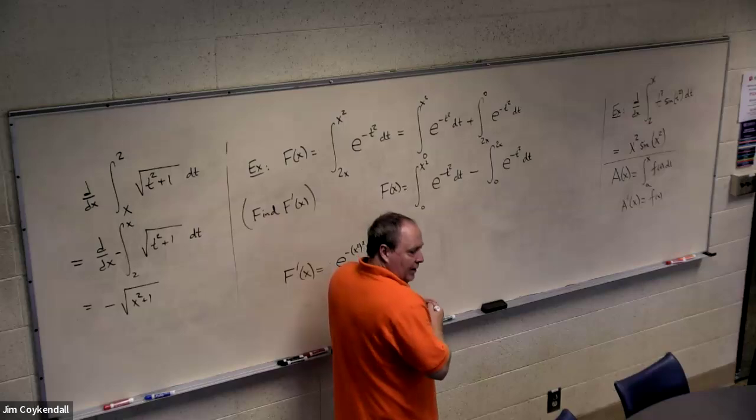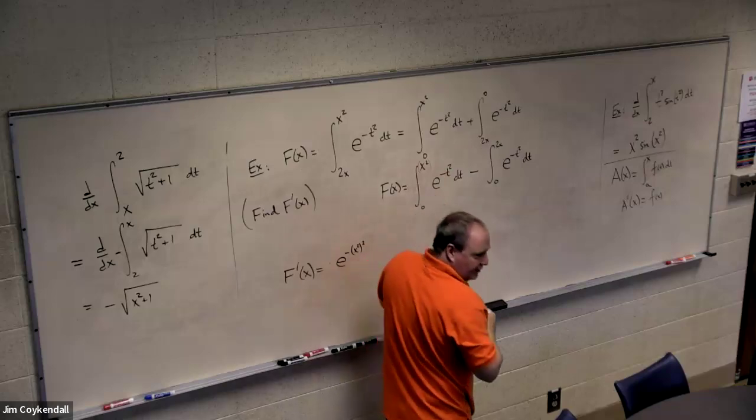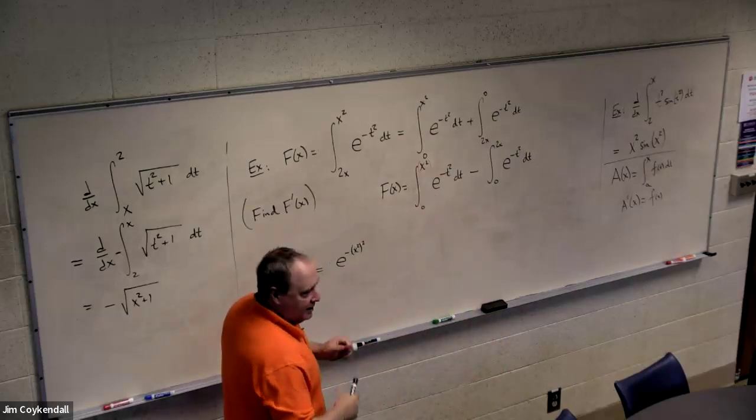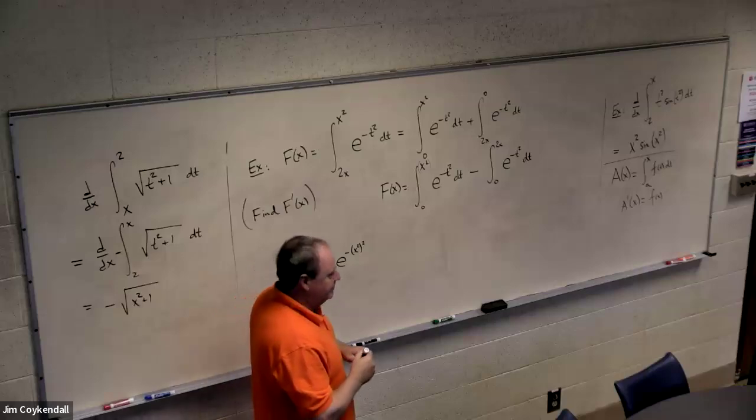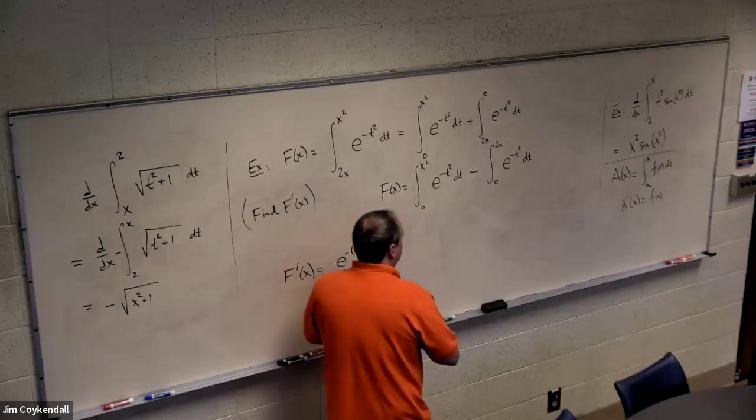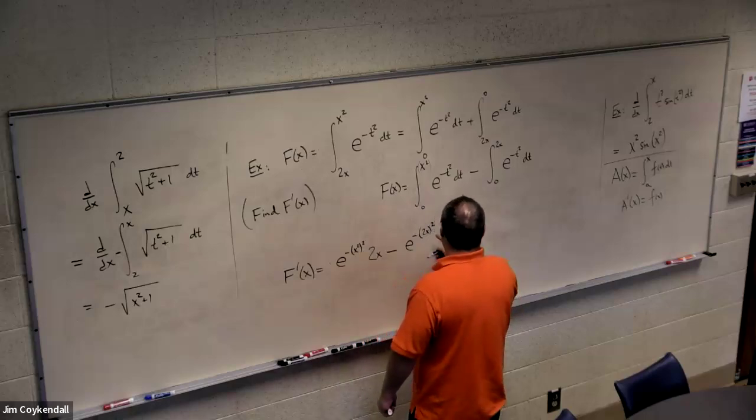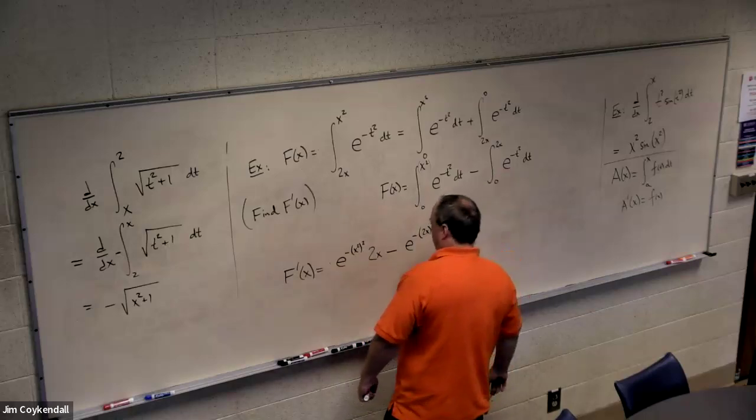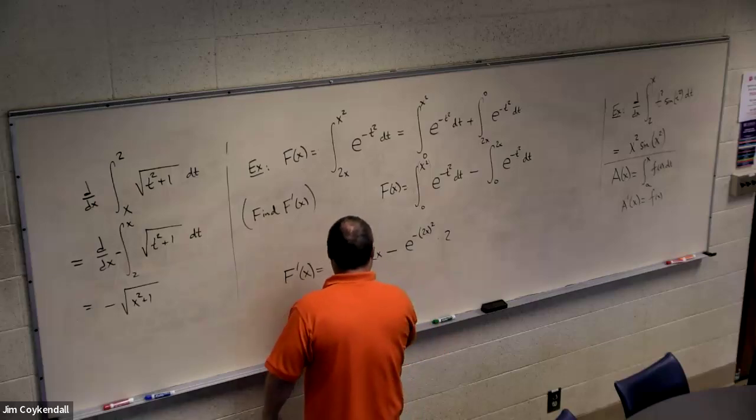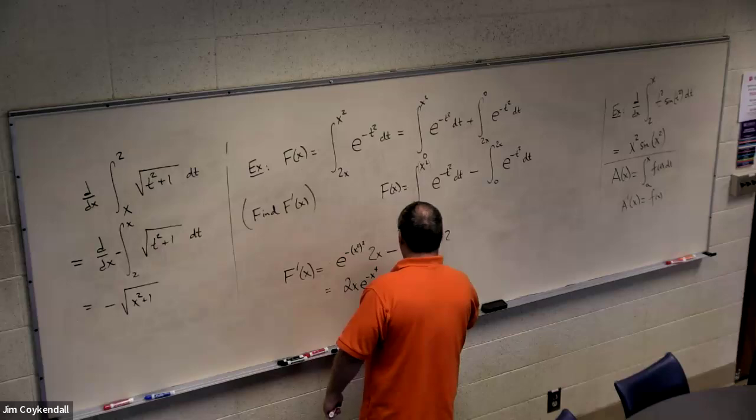But I'm not done. What do I have to do? I've got to multiply by the derivative of what's inside. What's the derivative of x squared? Same deal here. This is e to the minus 2x squared times the derivative of 2x. If I turn this up a little bit, 2x e to the minus x to the fourth minus 2e to the minus 4x squared.